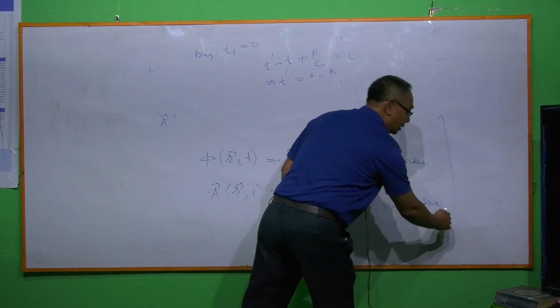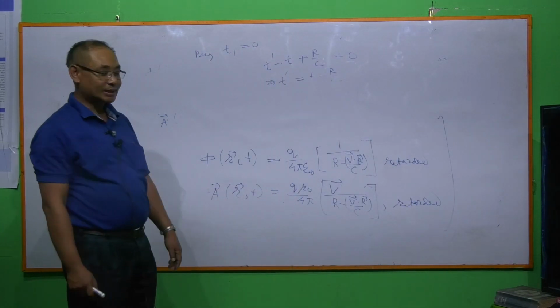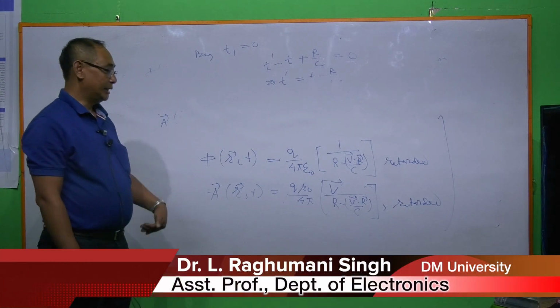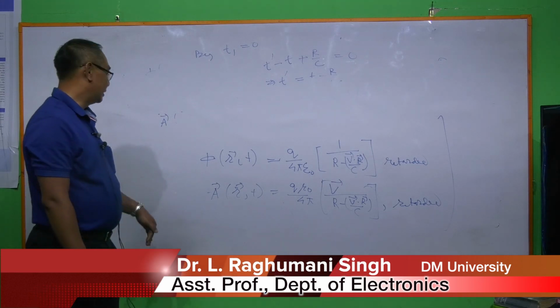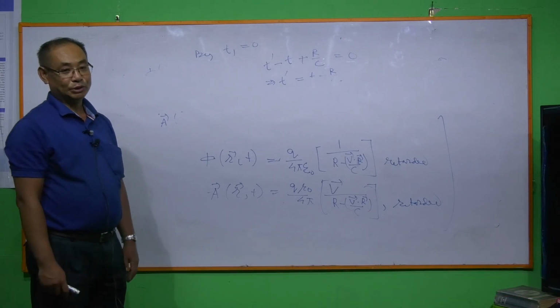So these potentials are velocity dependent and were first given by A. Lienard and E. Wiechert for moving point charges, and after their names these equations are known as Lienard-Wiechert potentials.